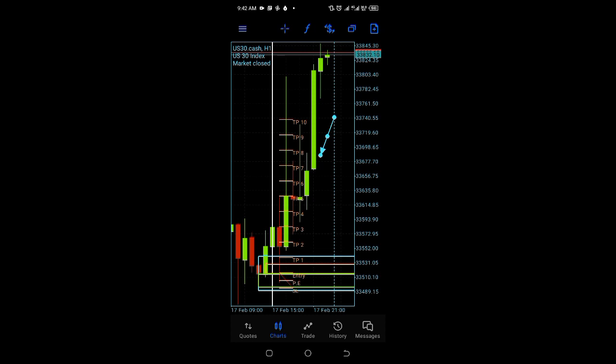All you do is look for a bullish engulfing candlestick pattern or a bearish engulfing candlestick pattern, go to the lower time frame, do what you need to do, and that's it, guys.